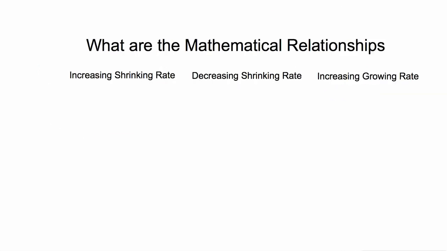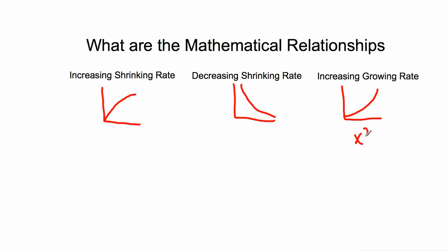Actually, before you do that, I want to elaborate that each one of our kinds of relationships, here's a few of them here, has a mathematical counterpart. So here's an increasing shrinking rate. Here's a decreasing shrinking rate. And here's an increasing growing rate like we just saw. So this is a squared function. In order to linearize it, you're going to square whatever's on the x-axis and then replot.